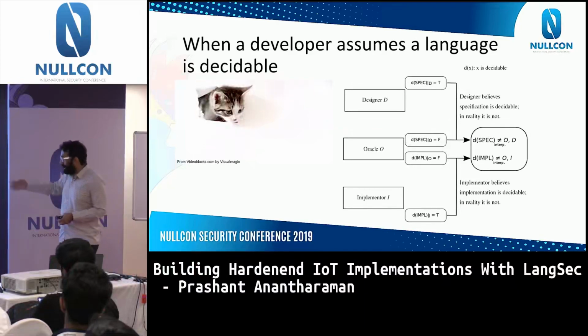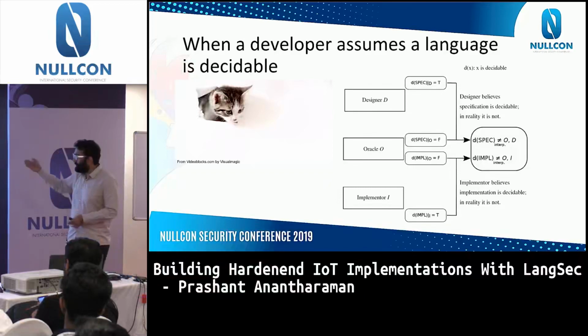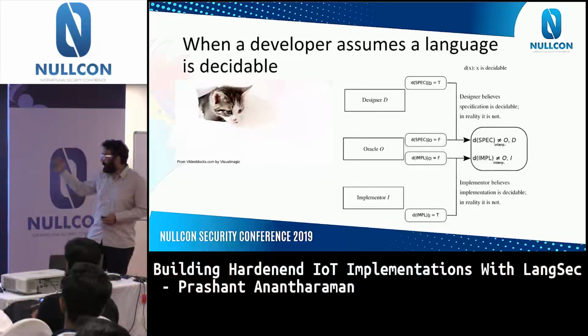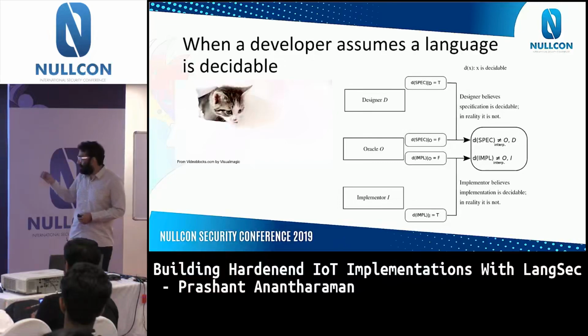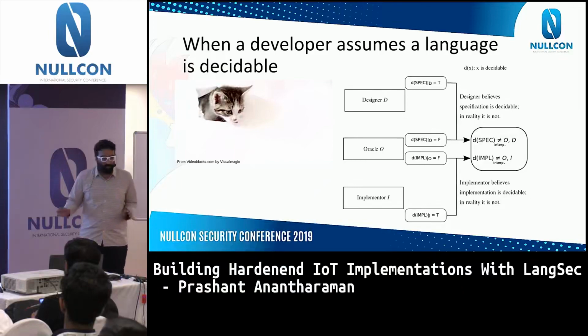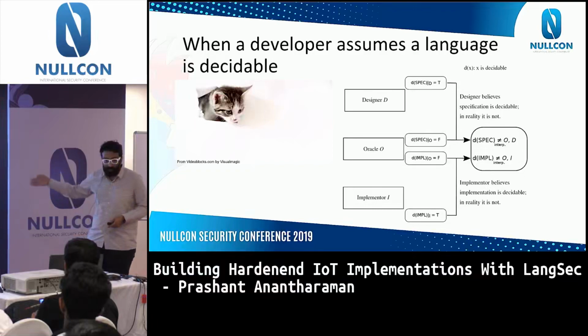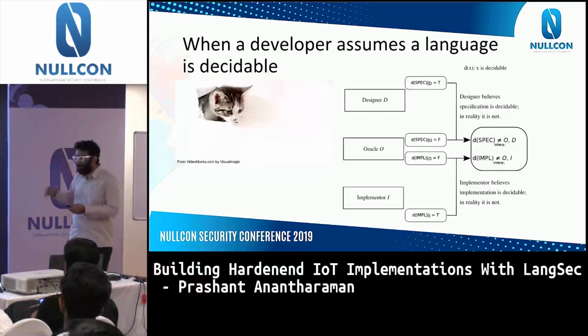To describe this in a better diagram, we basically have three people involved in this particular anti-pattern analysis. We have a designer, we have an oracle who always speaks the truth, and we have an implementer. The implementer is basically implementing the design protocol, and the implementer and the designer both believe that the specification, or the protocol, is decidable, and the oracle knows that in reality it's not. So that's why we have an inequivalence operation here. In reality, the truth and what the designer or the implementer think are actually incorrect or not equal, or both interpreted differently.